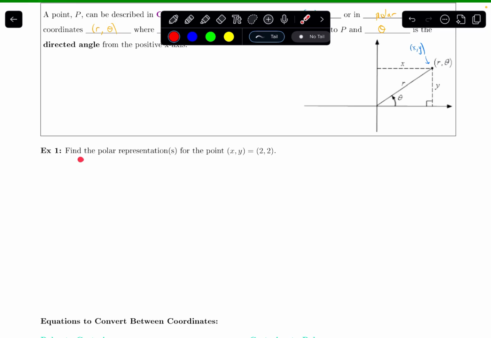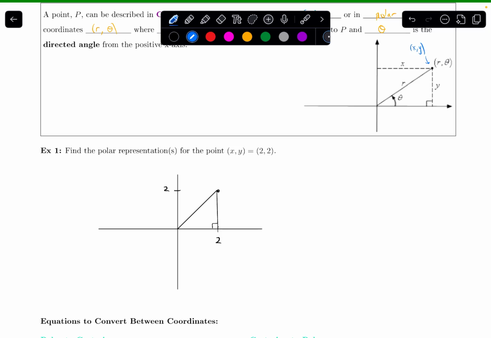All right, so let's do an example. Let's find the polar representations for the point x comma y, which is 2 comma 2. So this is given in Cartesian coordinates or rectangular coordinates. So let's draw a graph. Let's draw our axes. I can draw this point 2 comma 2. I know this is 2, and I know this is 2, and I'm going to connect this point with the origin, and then drop this perpendicular line to the x-axis to make a right triangle. So in my picture, this horizontal length is 2, and this vertical length is 2.